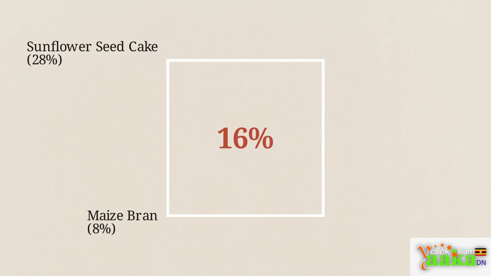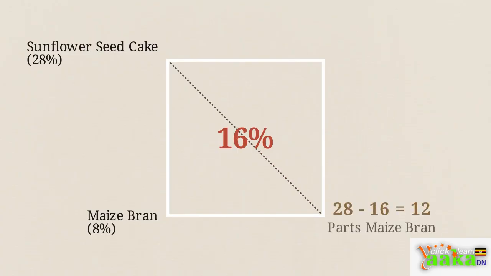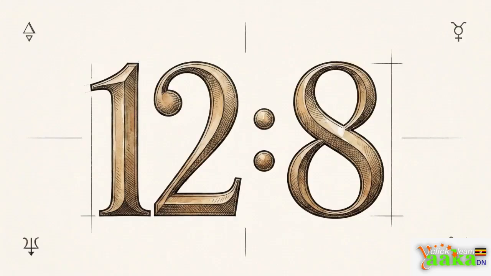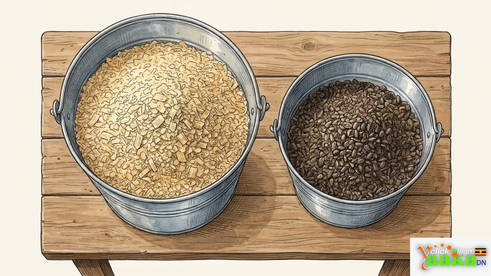You must always subtract the smaller number from the larger number, regardless of its position. Following the diagonal across, 28 minus 16 leaves us with 12 parts of maize bran. We repeat the process across the other diagonal, again subtracting the smaller from the larger. 16 minus 8 gives us 8 parts of sunflower seed cake. These final numbers on the right side of the square only represent a ratio of parts. This establishes the exact nutritional balance we need before we calculate the physical weights.